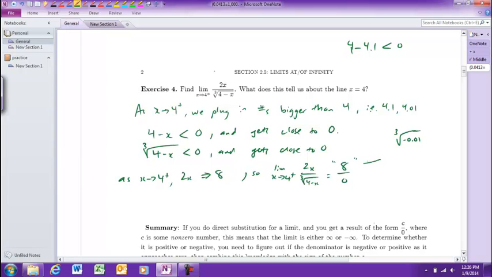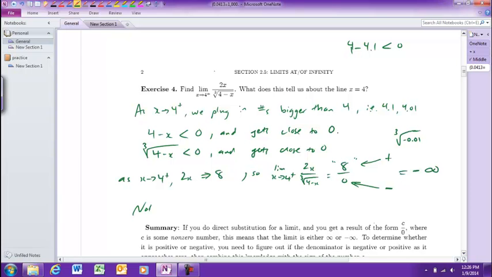So 8 is obviously a positive number. And 0, it's not exactly 0. Remember, it's getting close to 0, and it's negative. So in that bottom area, we're getting a negative number. So in other words, as you plug in numbers close to 4, your denominator is a small number close to 0 that's negative, and on top you're getting a positive number. So what this means, the 8 divided by 0 tells you that it's going to be infinity or negative infinity. And the fact that we've got a positive divided by a negative tells us that it's negative infinity.